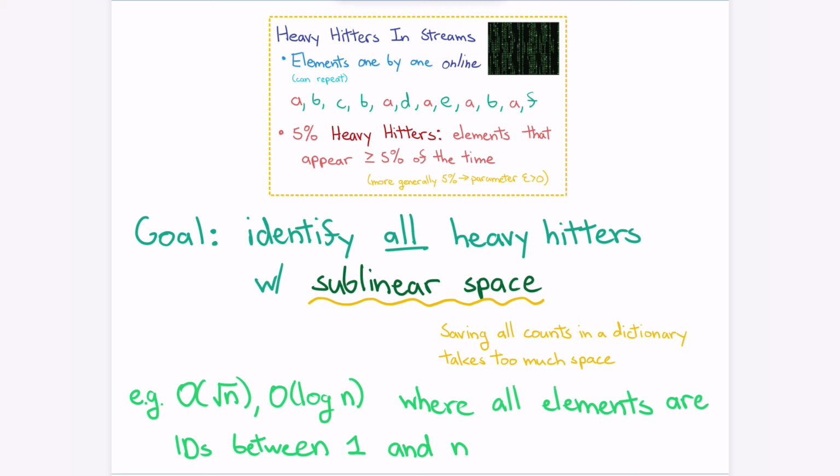But square root n would already be non-trivial, right? Because you're still throwing away n minus square root n, the vast majority of different elements. Log n would be more impressive. Okay, we're going to simplify things and assume everything has an integer identity between 1 and n. Maybe it's just a SHA-2 hash or something.